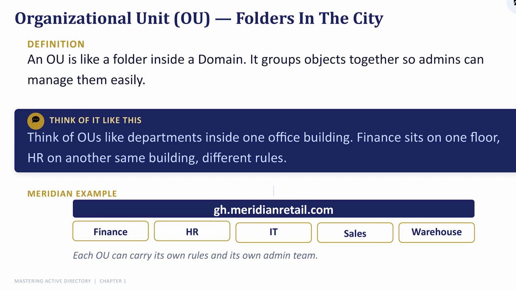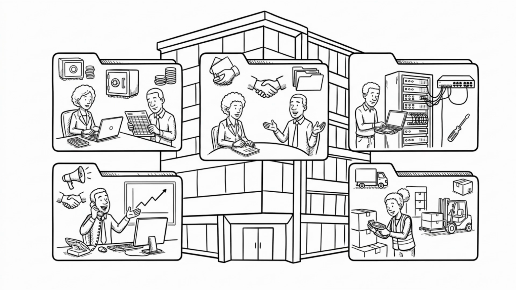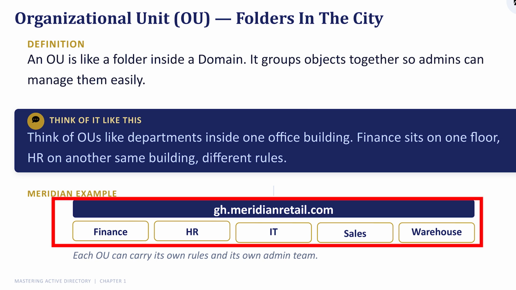Now we are on building block 4, organizational units: folders inside a city. The slide defines an organizational unit as something like a folder inside a domain. Its purpose is to group objects together so administrators can manage and control them more easily. All this will start to make sense when we start doing the practicals, so please just be picturing this in your mind. Look at the Meridian example. We have finance, HR, IT, sales, and warehouse.